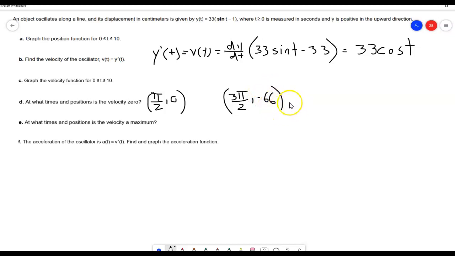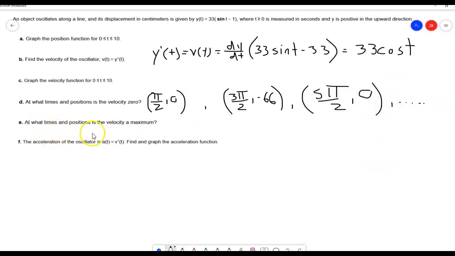And I can keep doing that for a couple more if I'd like. So you can do 5 pi over 2, and if you put that into your calculator, you should get 0. And you can just keep on as far as you want to. Each time you add pi, it goes from pi over 2 to 3 pi over 2 to 5 pi over 2. So each time you add another pi, you'll get another answer there.